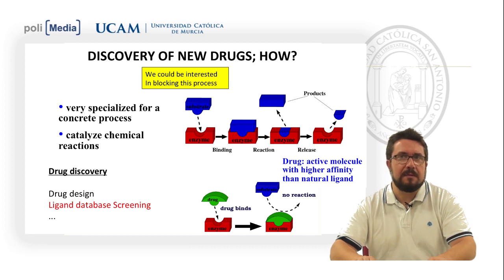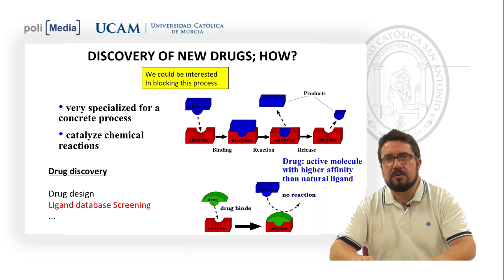How can we do it? Well, there are many different approaches, but here we are going to focus on the introduction of a compound, in green color on the slides, called drug, which interacts more strongly with the enzyme than the substrate, so that the reaction is not produced at all. The reaction is blocked. Okay? How can we do this? There are many different approaches. One of them is rational drug design.